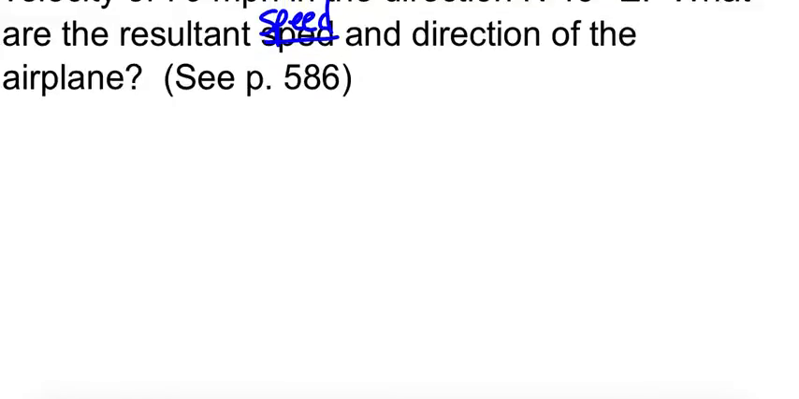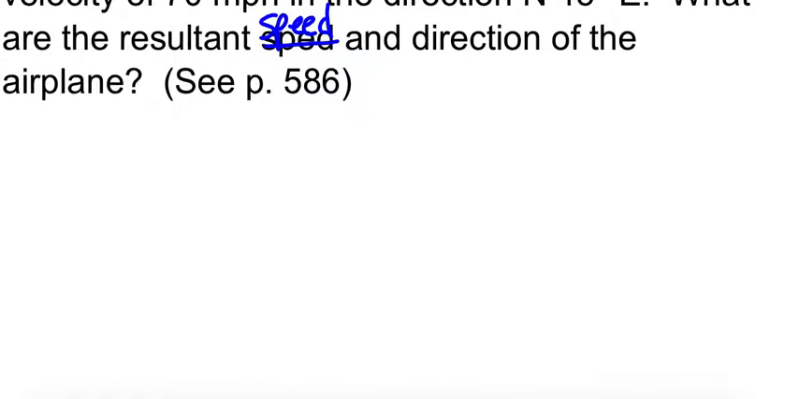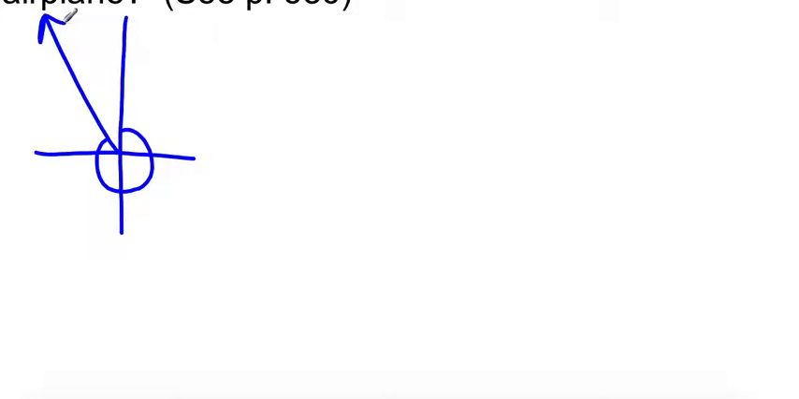So let's start out. Airplane is traveling at 500 miles per hour, bearing 330 degrees. Okay. So our airplane, 500 miles per hour at a bearing of 330. Remember, airplane bearings are from the north. So this guy is all the way around here, at 500. I'm not going to write miles per hour. Okay, so if this is 330 all the way around, then this little part right here is 30 degrees.